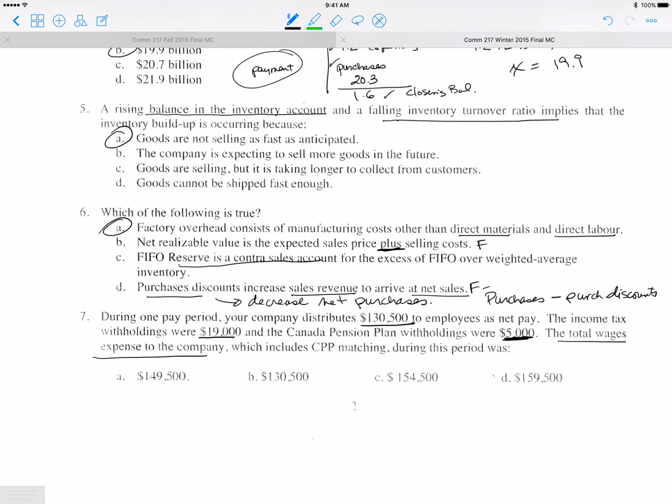In order to make this a bit easier, I'm going to do it in 2 steps. I'm going to calculate the employee's portion, and then I'm going to come back and compute the effect of this additional $5,000 that is the company's portion. So we know that $130,500 was paid out to the employees as net pay, which means this is the cash that was paid out. So in one, I can start building up my journal entry, and I know that we paid out $130,500.